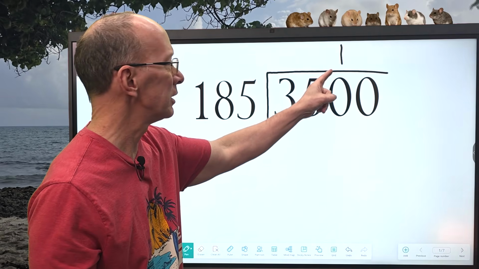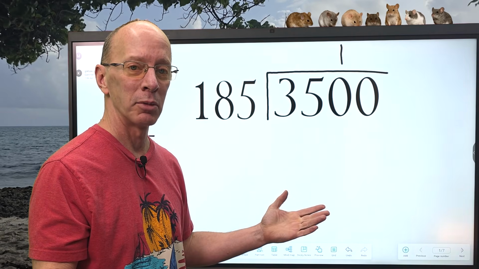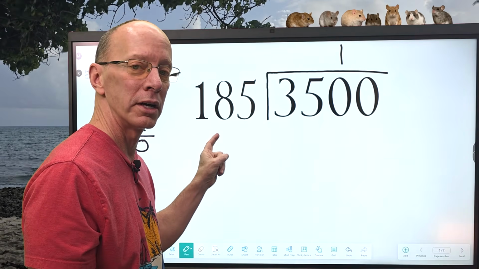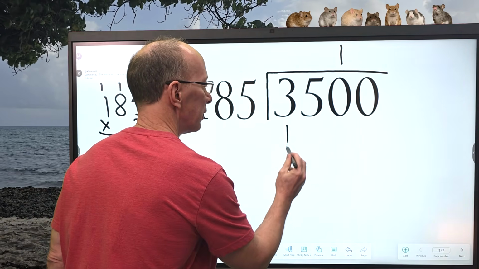All right. So now our next step is multiplication. So 1 times 185 is 185.